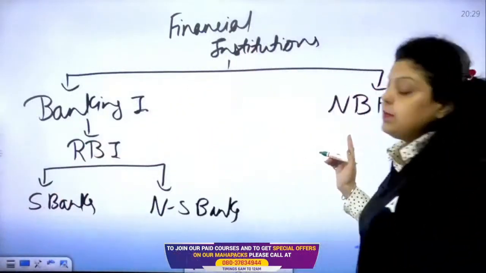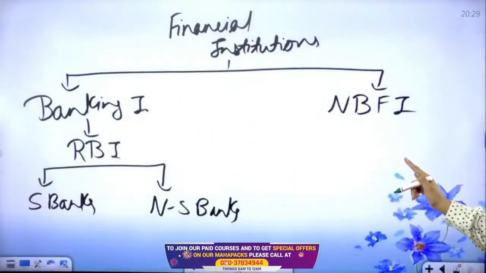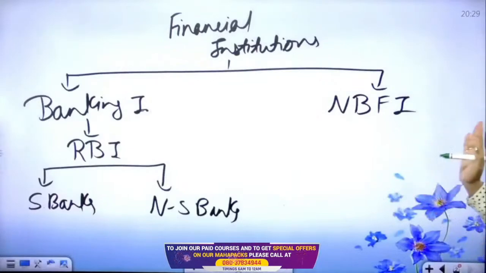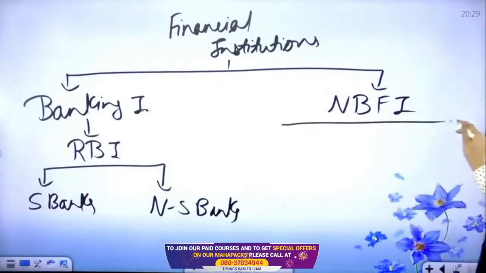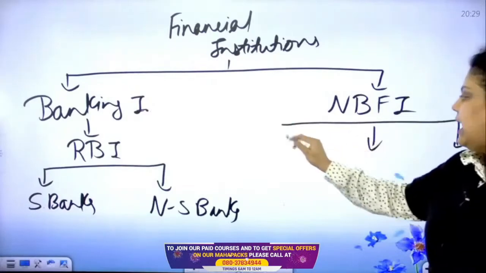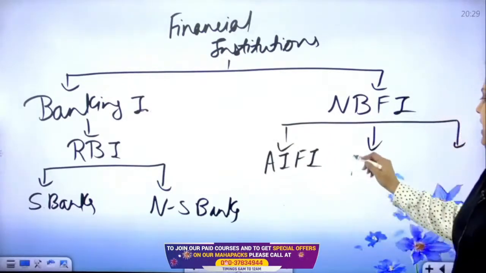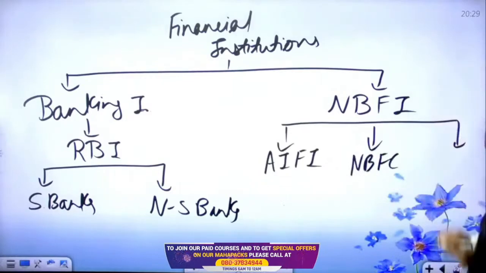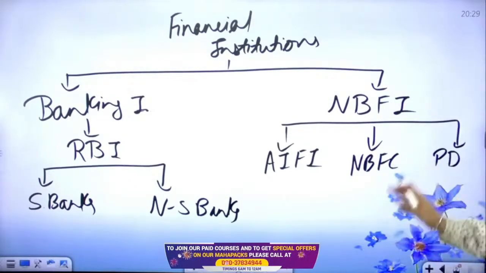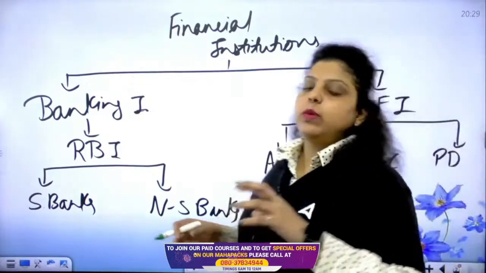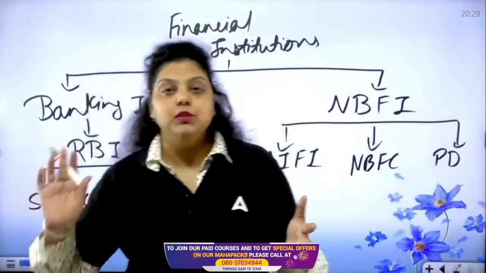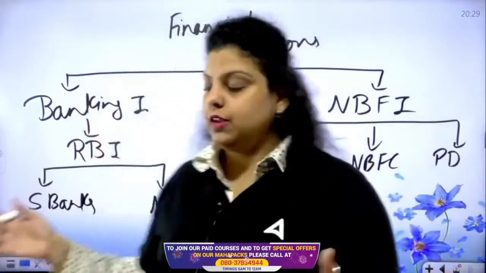Now, if I talk about NBFI, these are the non-banking financial institutions, and they are categorized into three categories. First, All India Financial Institutions. Second, non-banking financial companies. Third, primary dealers. They all are working for the same objective: to exchange funds among the persons who have surplus money and the persons who have a deficit of money, right?